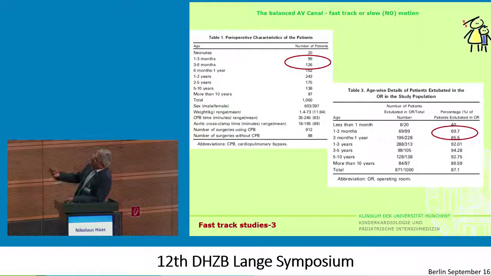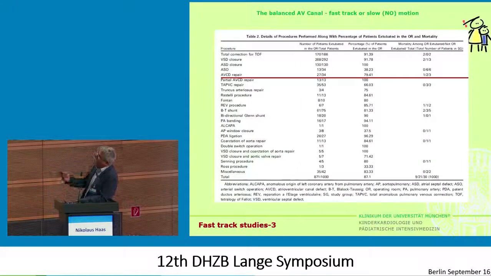Again, if you look at the neonates, you had a significant number of neonates and small children, and the percentage of extubation was smaller, the younger the patient was; early extubation was deferred more in this patient group. And if you look at the AVSDs, yes, many of them have been extubated early, but this comes at a price, and the AVSD group is the group where they had some of the mortality.